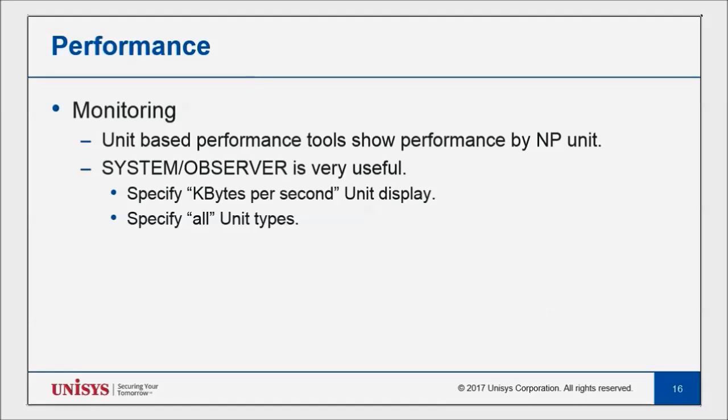Okay, if you want to monitor the performance, you can use the unit-based performance tools and look at the data flowing through any given NP unit. System Observer is useful in this regard. You can specify kilobytes per second in the unit display and specify all for unit types, and then you'll see how much data is going through each individual NP unit.